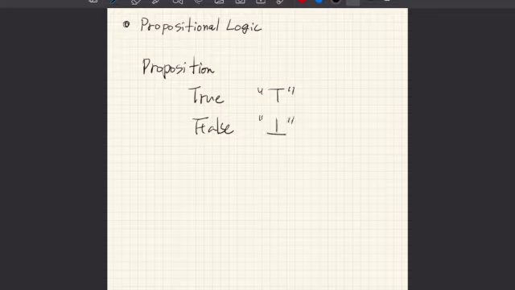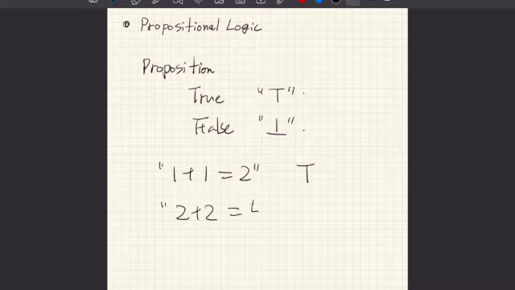It's the opposite of true. Okay, for example, 1 plus 1 is equal to 2. This is a proposition, and we know that its value is true. Another example, 2 plus 2 is 5. This is yet another proposition, and the value of this proposition is false.